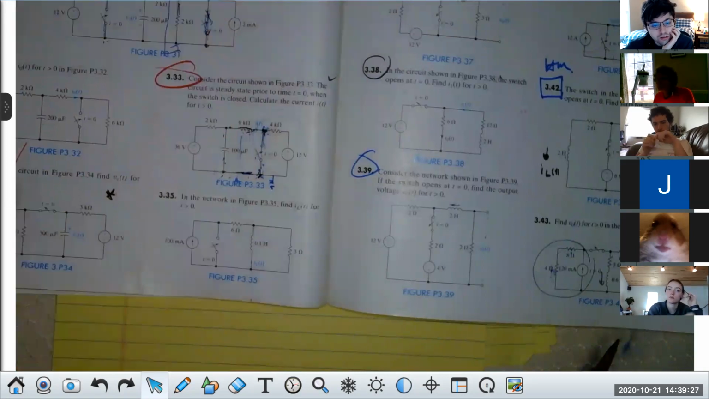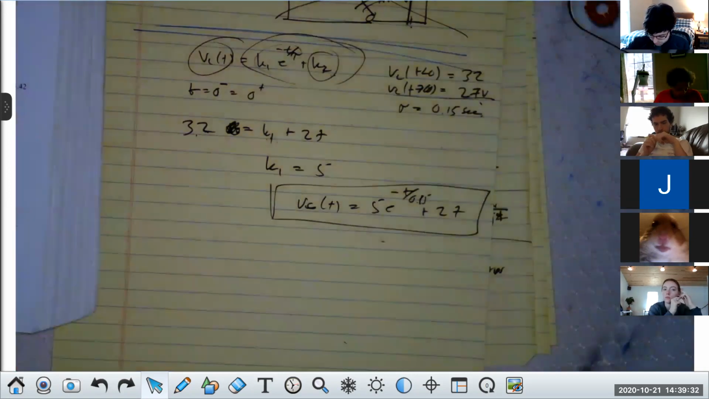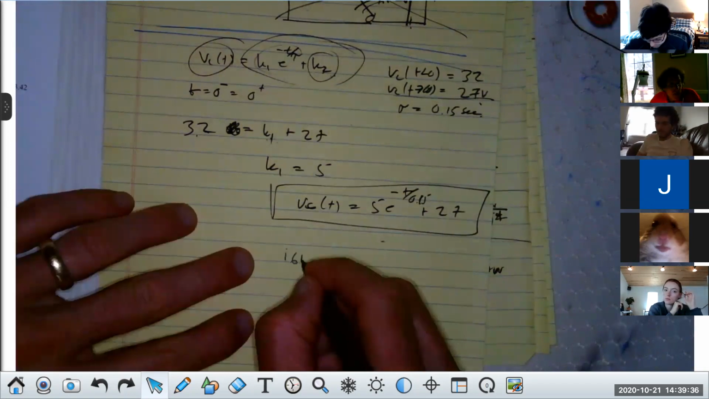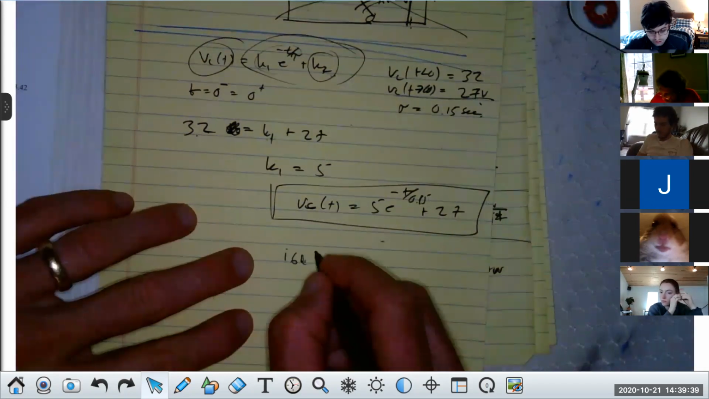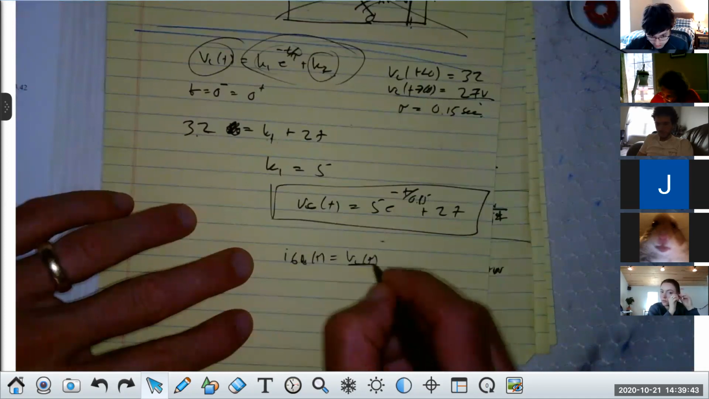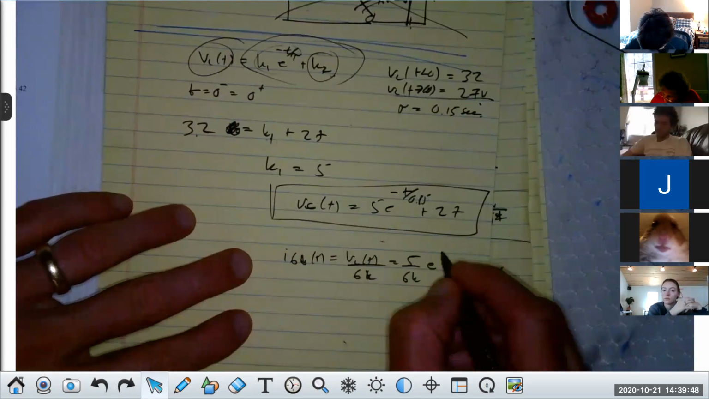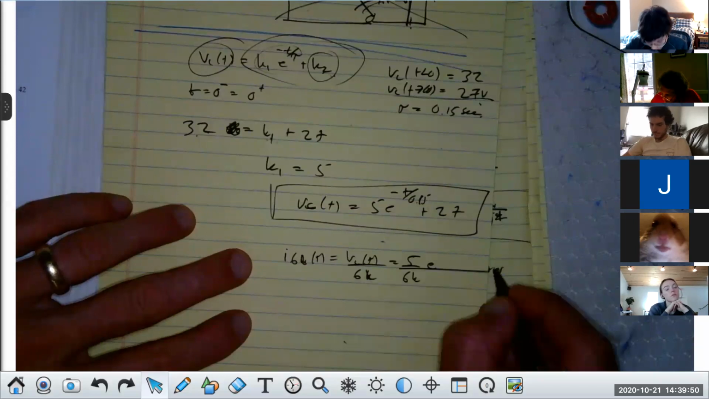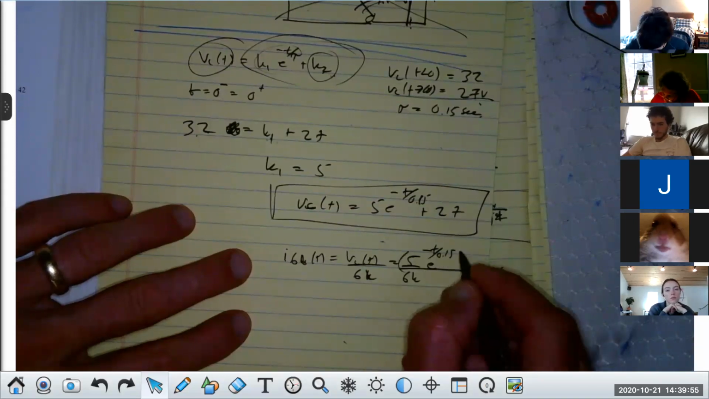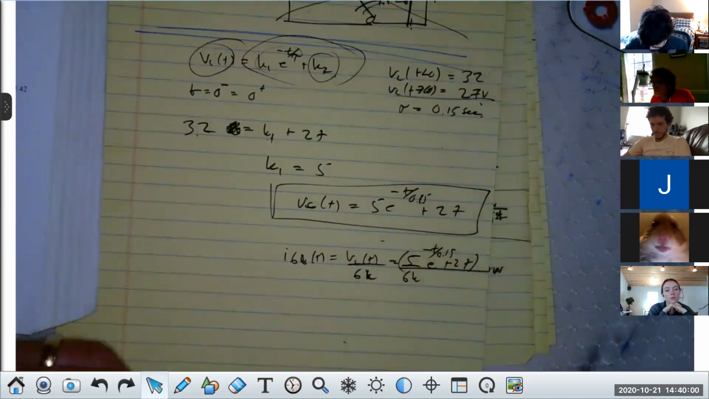That is my point. And therefore, the current that they want for that problem, I sub 6K of T, is simply equal to this VC of T divided by 6K, or it's equal to 5 over 6K e to the minus T over 0.15, plus 27. And that's it. You good with that?